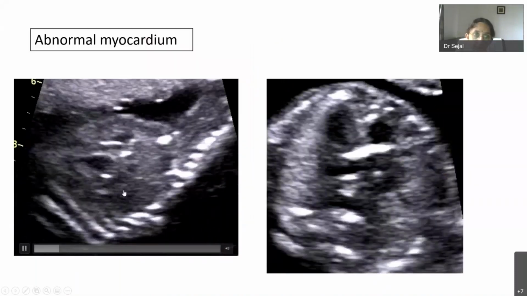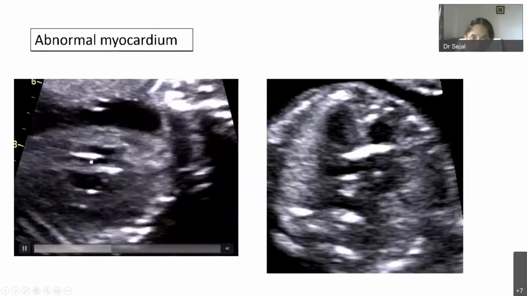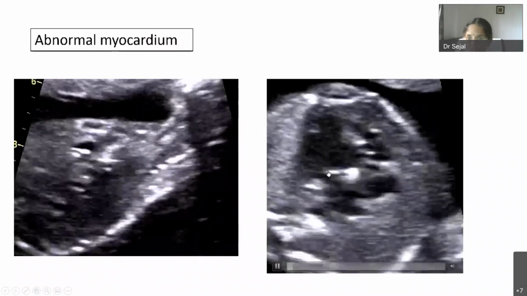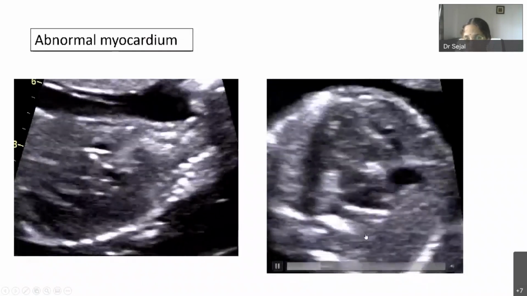Look for abnormal myocardium. This is what you will see: very speckled myocardium. You can see here the chordae, the AV valve apparatus, and the ventricular myocardium has a lot of speckles. And this is what should point towards myocardial involvement.